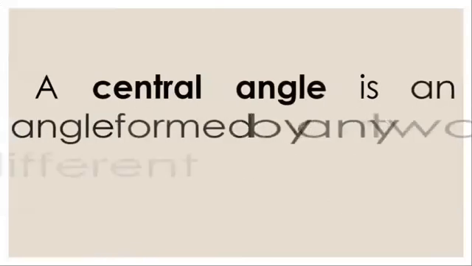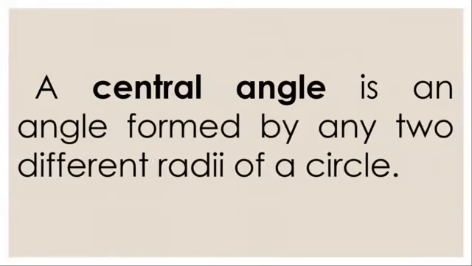And we also have a central angle. So a central angle is an angle formed by any two different radii of a circle. So do not be confused with radius and radii. Radius is the singular form, whereas radii is the plural form of radius.